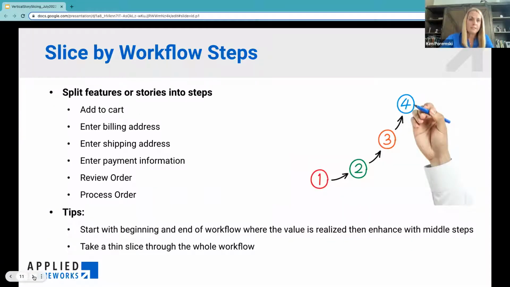The first one is slicing by workflow steps. I'm going to use Amazon type retail examples just because it's very easy for folks to relate to. So if I'm buying something on Amazon, I'm going to add to my cart, add my billing address, shipping address, payment, review my order, and I'm done. You can break down that workflow into individual user stories or multiple user stories.